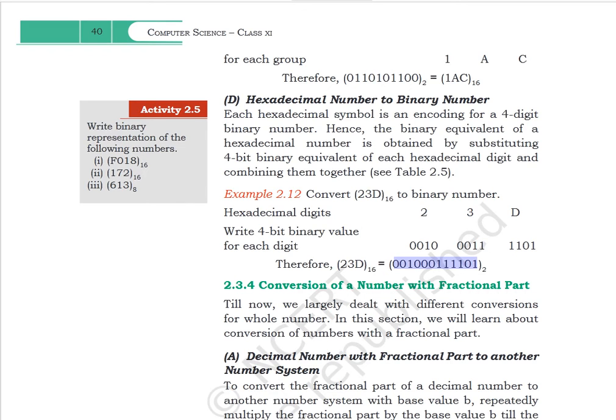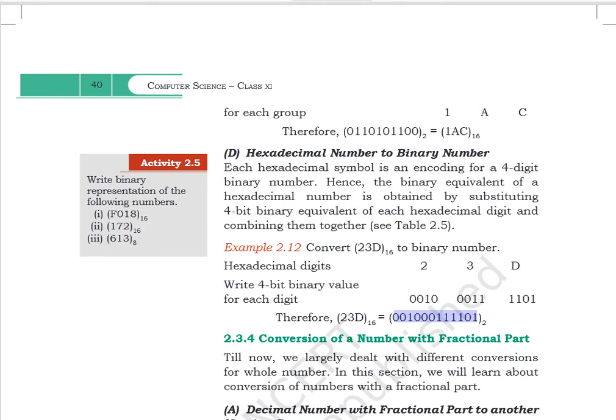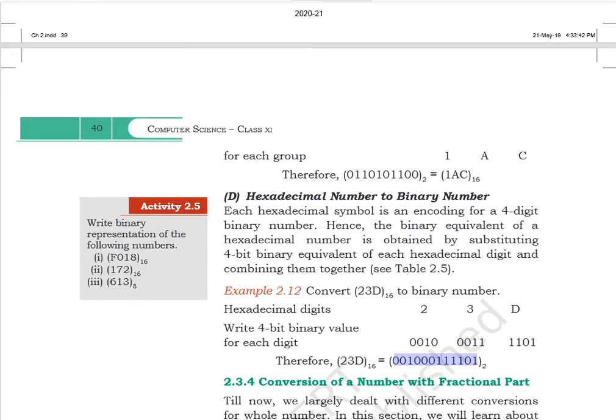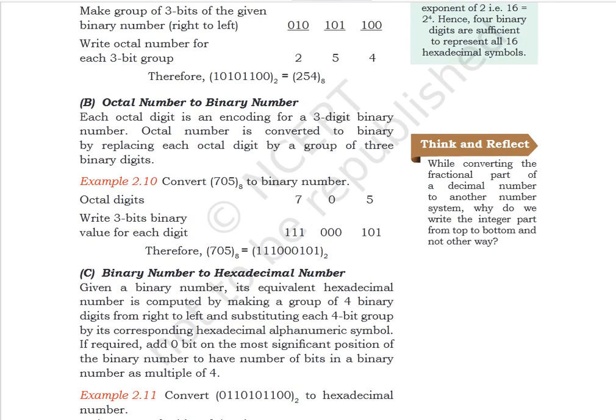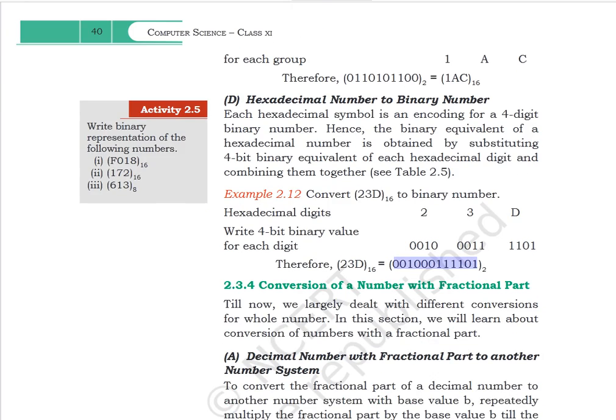This is the easiest way of conversion from binary to hexadecimal and hexadecimal to binary, and grouping of 3 helps us to convert octal to binary and binary to octal number system. Okay, thank you. We will discuss in the next chapter conversion of a number with fractional part.